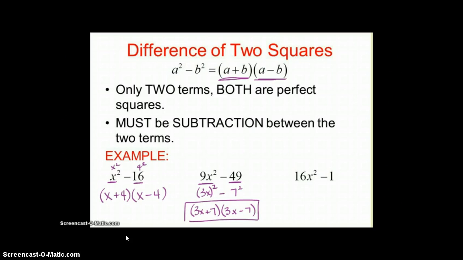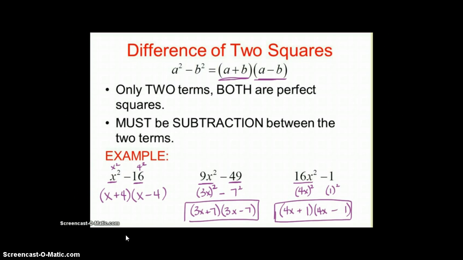Okay, last example over here, 16x squared minus 1. 16x squared is a perfect square. I square 4x, right? 4x times 4x makes 16x squared. I square 1 to make 1. Make my binomials: 4x and 4x, because that's what I squared to make 16x squared. 1 and 1, put a plus and a minus, and those are my conjugate binomials.